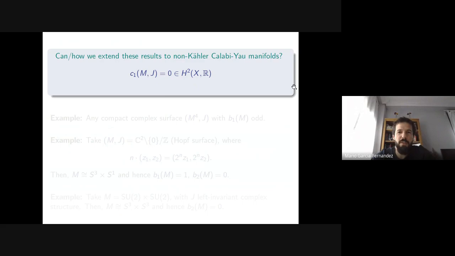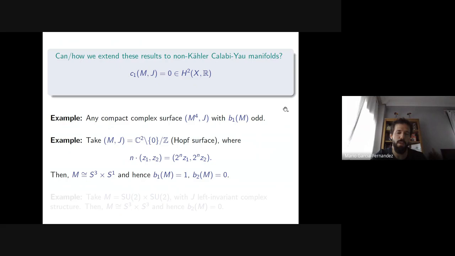So how do you extend this sort of geometrization problem using Kähler-Ricci flow to non-Kähler manifolds? Is there anything interesting there? Well, we know that any compact complex surface with odd first Betti number is non-Kähler, so it cannot admit Kähler metrics, by Kodaira's classification. If you want a more concrete example, you can take the Hopf surface. Just take the complex manifold to be C2 minus the origin mod Z, where Z acts radially as follows: n acting on z1, z2 coordinates in C2 is given by this rescaling. C2 minus the origin is just R4 minus the origin, which is homeomorphic to S3 cross R, and you're taking a quotient by a radial action, so you end up with topology S3 cross S1. Hence, the first Betti number is 1.